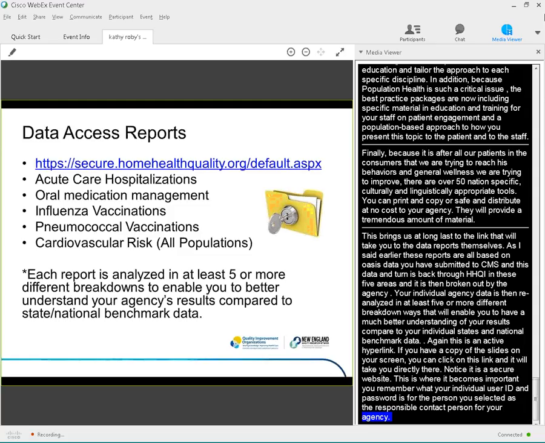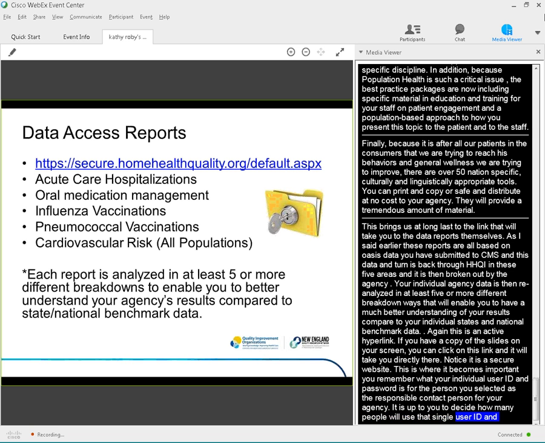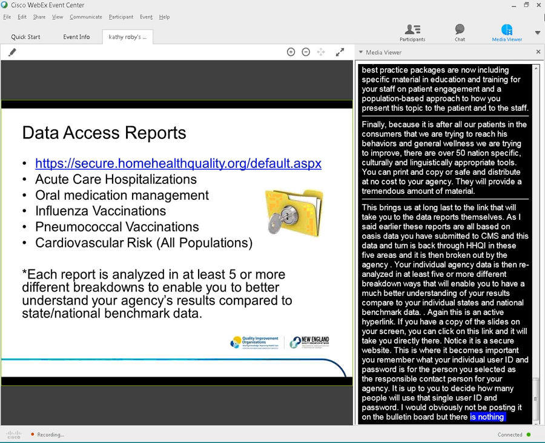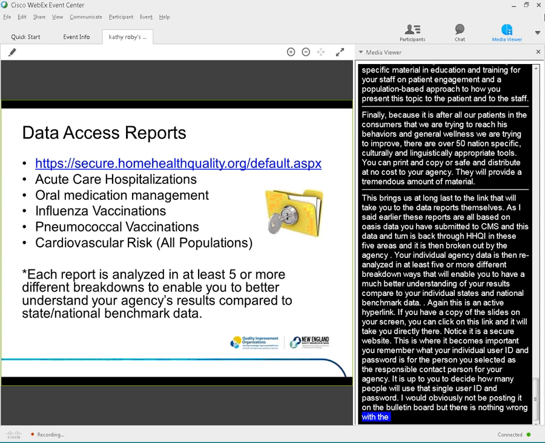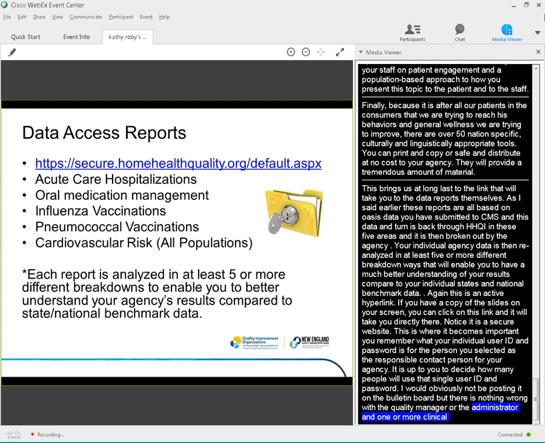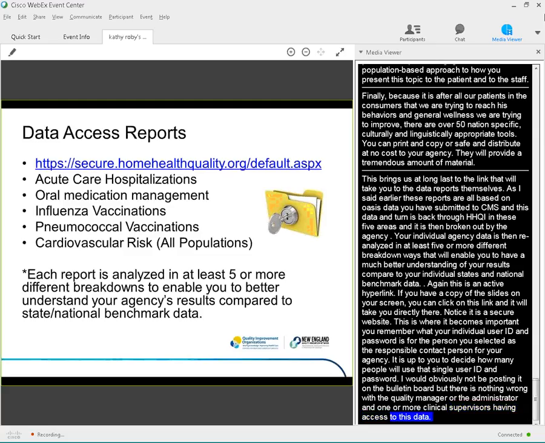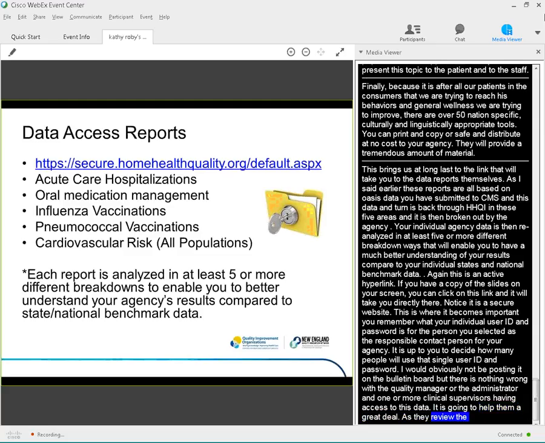I would obviously not be posting it on the bulletin board, but there is nothing wrong with the quality manager, the administrator, and 1 or more clinical supervisors having access to this data, because it's going to help them a great deal as they review the reports and look at what this data is telling them about the care that you're providing. There are 5 reports, as I said.